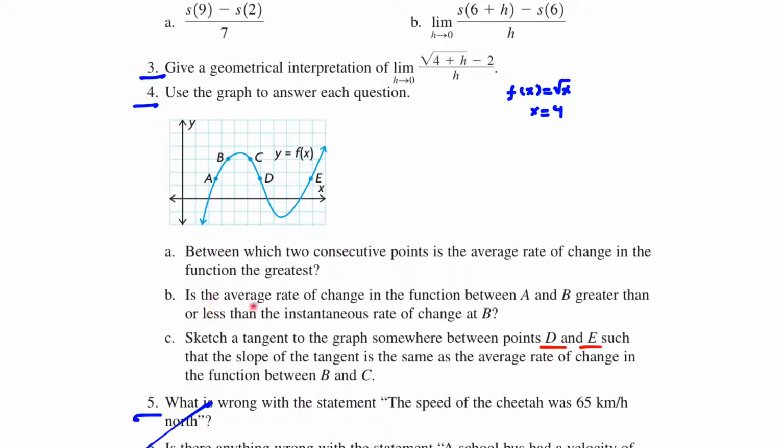Part B, is the average rate of change in the function between A and B greater than or less than the instantaneous rate of change at B? If we compare the slope of the tangent line at B and the slope of the secant line joining A and B, we see the slope of the secant line is greater.